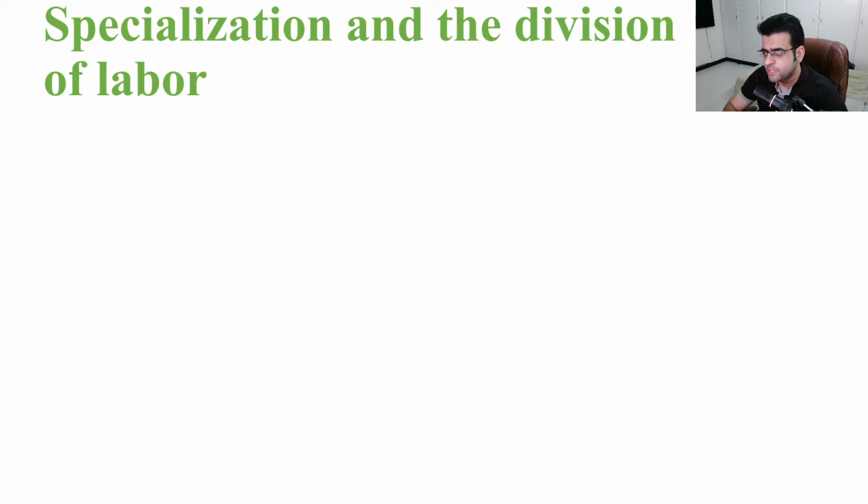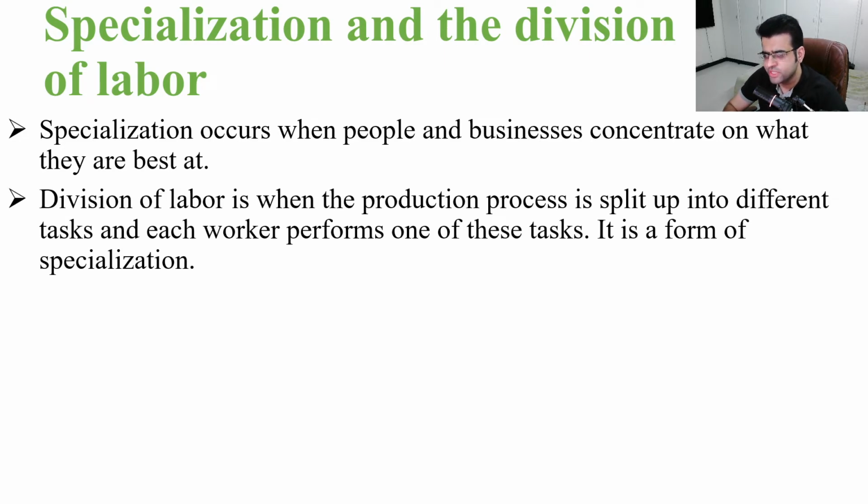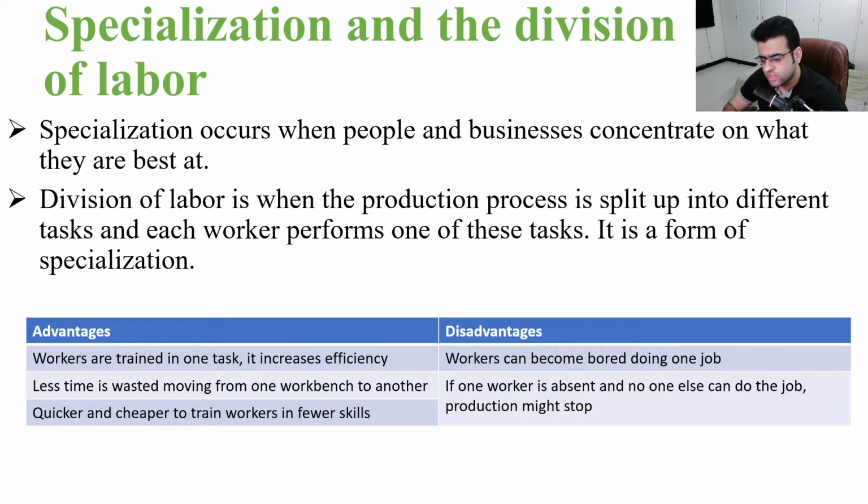So now let's discuss the concept of specialization and division of labor. Specialization occurs when people and businesses concentrate on what they are best at. An example of specialization would be a teacher who would only focus on one subject or a few subjects in which he or she is very good. Why? Because if a teacher tries to teach all the subjects, will he be able to do it as effectively? Most probably not. Because if we do one task over and over, we become very good at that task. So, specialization is very beneficial for individuals and the organization as a whole. If the organization sets up its production process in such a way that each worker performs one of these tasks, then it is a form of specialization. So, there are many advantages of division of labor for an organization and some disadvantages also.